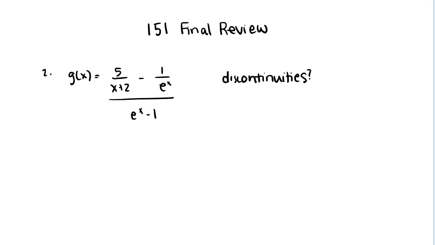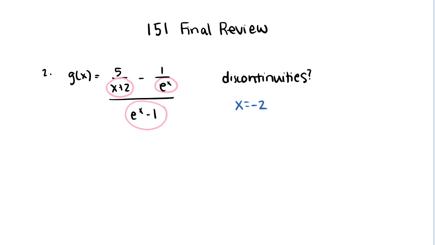And so here, if we look at this function, we have fractions within fractions. Whenever one of these denominators is 0, we're getting a discontinuity. So when is this first denominator 0? When is x plus 2 equal to 0? Well, that happens when x is equal to -2. What about e to the x? Is that ever 0? Well, no, that exponential function is never 0. It's always positive. So that doesn't contribute any discontinuities.